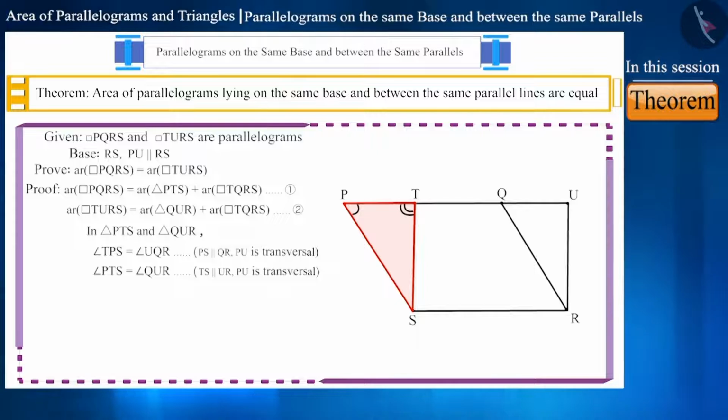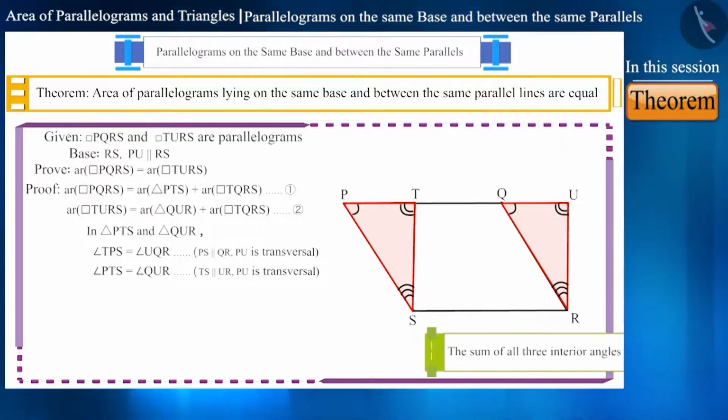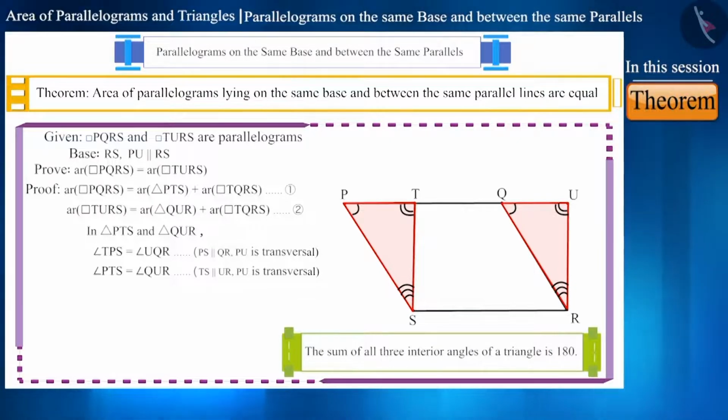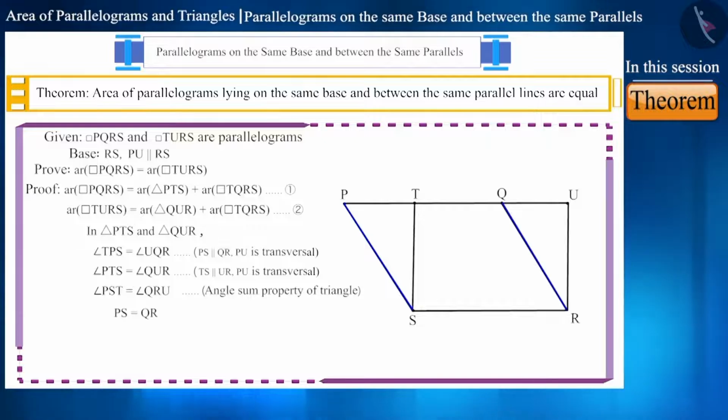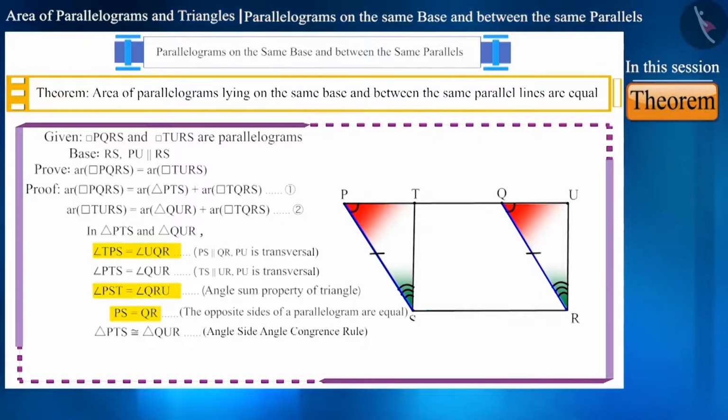Since two angles of this triangle are equal to two angles of the other triangle, therefore, the third angle will also be equal because we know that the sum of the three internal angles of a triangle is 180 degrees. Therefore, angle PST will be equal to angle QRU according to the angle sum property of the triangle, and side PS is equal to side QR because the opposite sides of the parallelogram PQRS are equal. Therefore, both these triangles will be congruent by the angle side angle congruence rule.